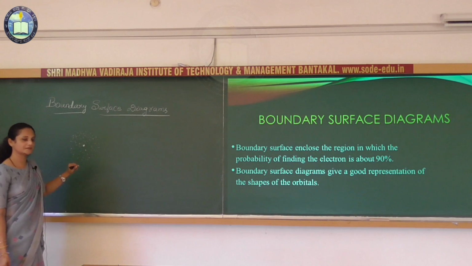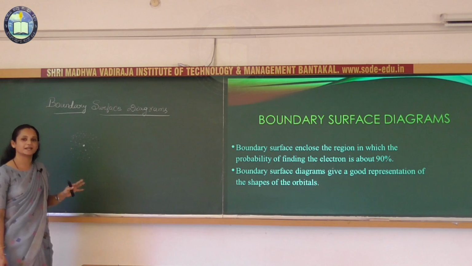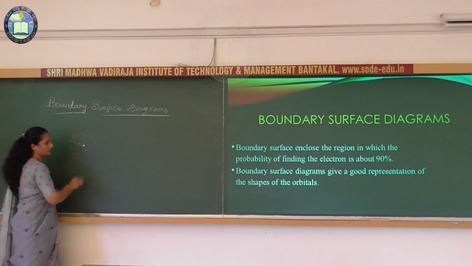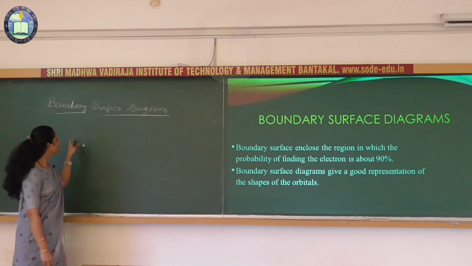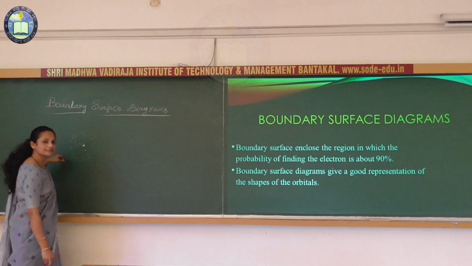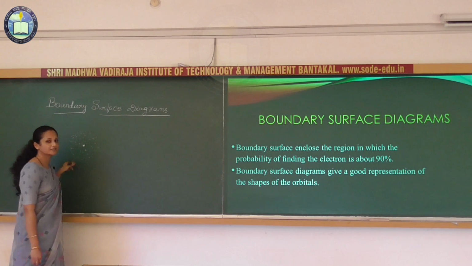So that means scientists have concluded that in the hydrogen atom, where only one electron is present, the electron density is the maximum near the nucleus.